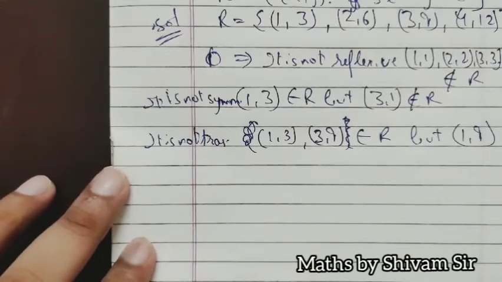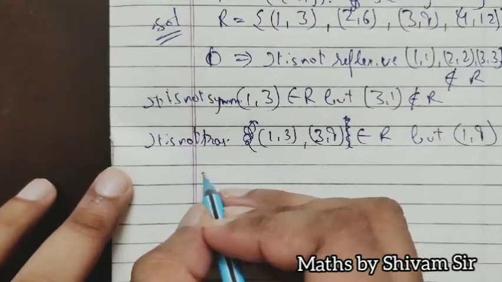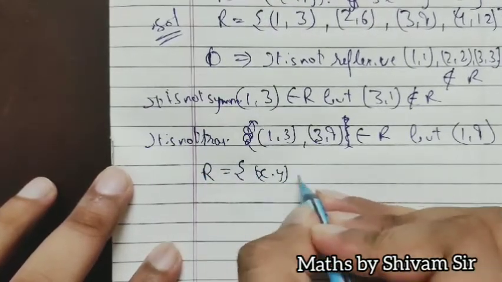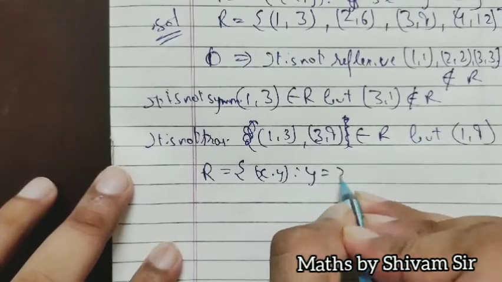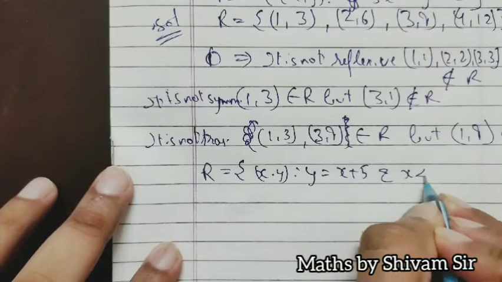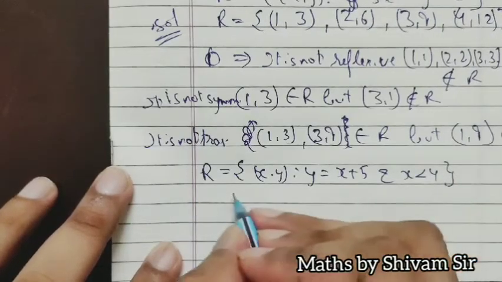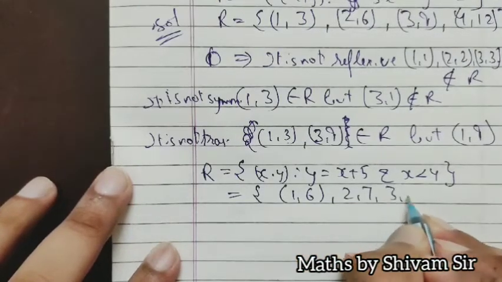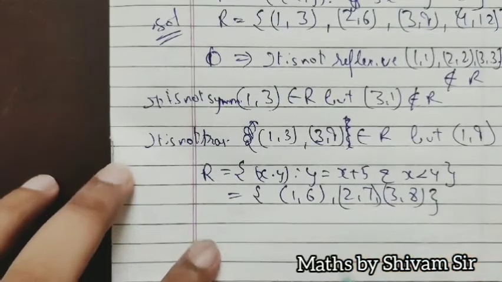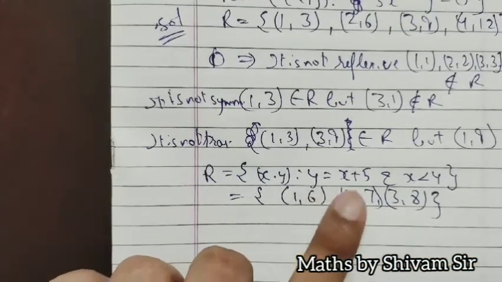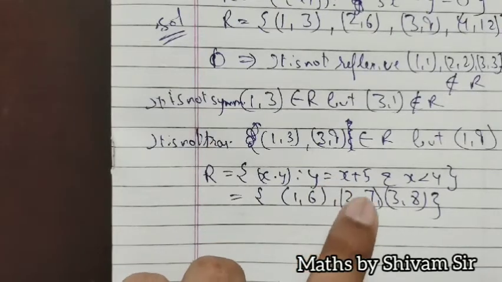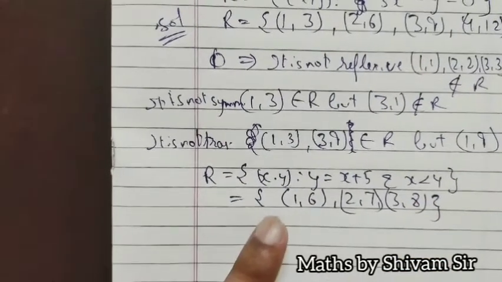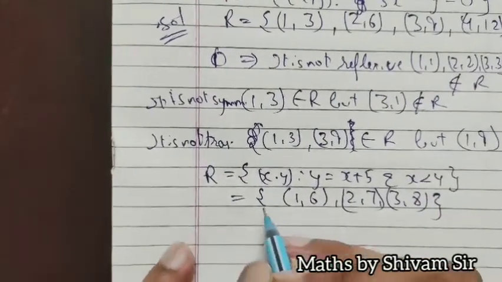Let's move on to the second part. The relation R is defined as (x, y), where y is equal to x plus 5 and x is less than 4. So possible values are (1, 6), (2, 7), (3, 8). How? If we put x as 1, y will be 6. If we put x as 2, y will be 7. If we put x as 3, y will be 8. We cannot put x as 4 because x should be less than 4. So R is this one.